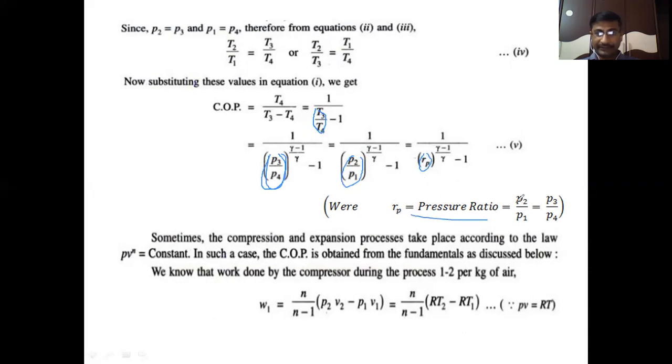RP is the pressure ratio, P2 by P1 or P3 by P4. Therefore, the COP of the Bell-Coleman cycle can finally be written as 1 divided by RP power gamma minus 1 by gamma, where gamma is the adiabatic index for air. It is 1.4 for air.